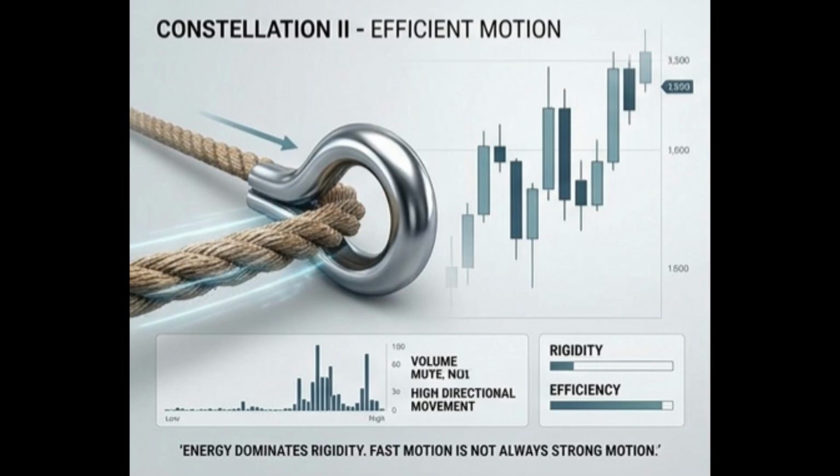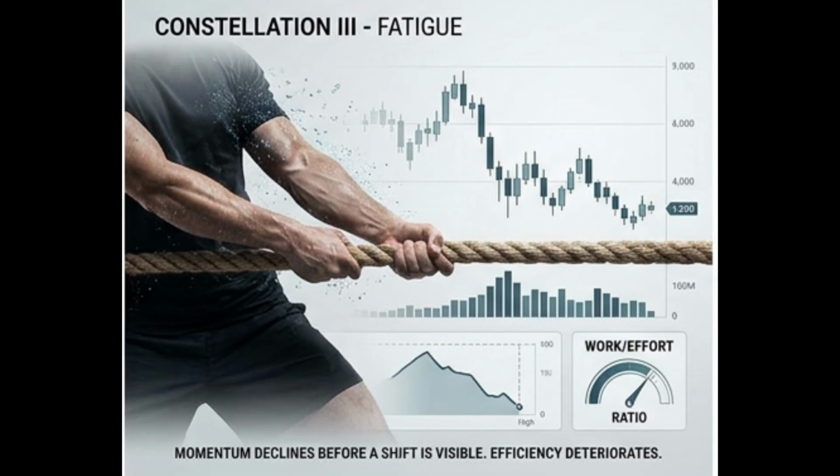Market fingerprints. Typical observations include average participation, strong directional candles, rapid expansion, low compression. The market is moving efficiently. Energy dominates rigidity. However, because mass remains relatively small, the move may reverse just as easily. Fast movement is not always strong movement. Sometimes it is simply light movement.